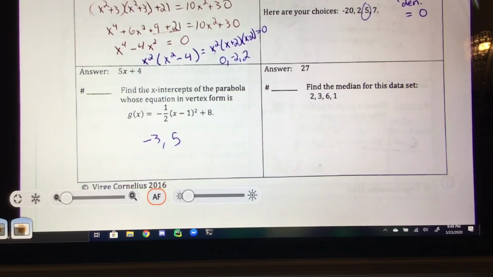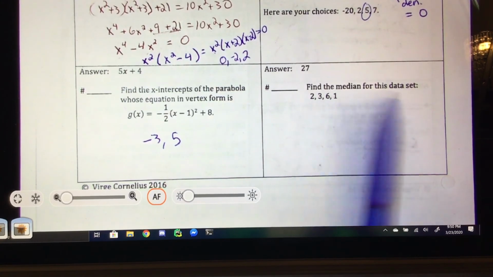You can multiply x minus 1 times x minus 1 and get x squared minus 2x plus 1. Multiply that by negative 1/2. Add 8 to it. And it should work out quite nicely. But I cheated and I used my graphing calculator.